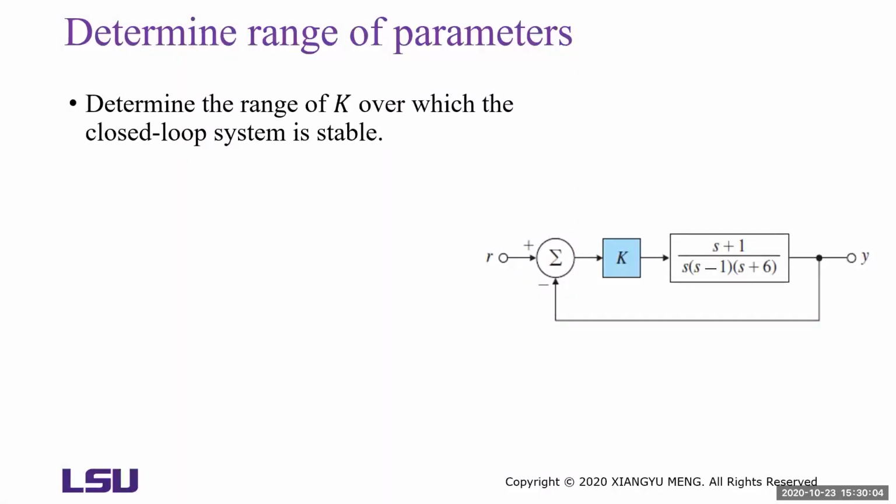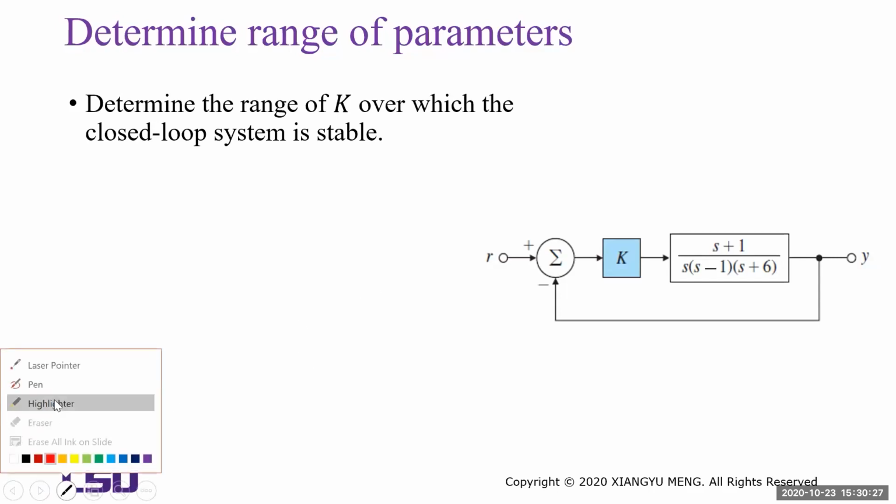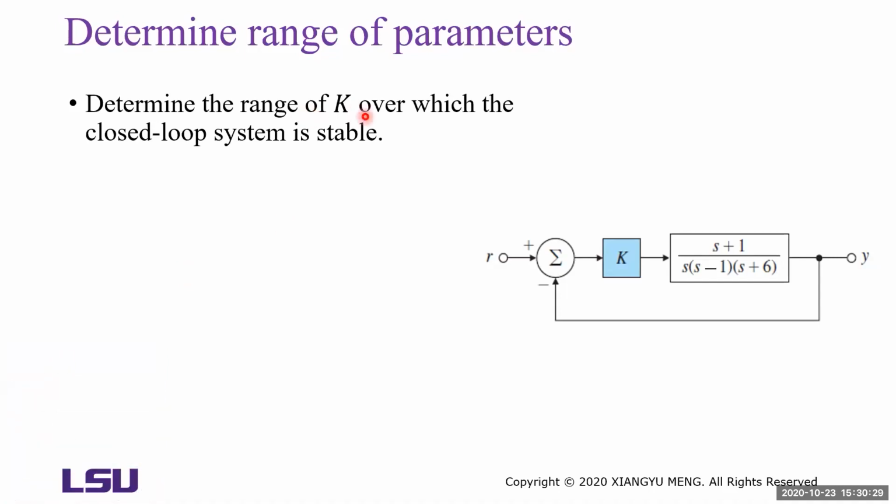In today's lecture, we will look at two more examples on how to use Routh array to determine the range of the control parameters so that the closed loop system is stable. Here's the first example. We want to determine the range of K to make the closed loop system stable.